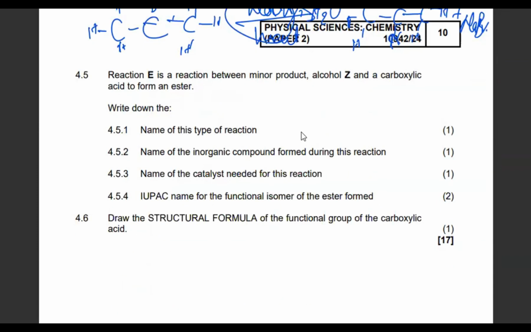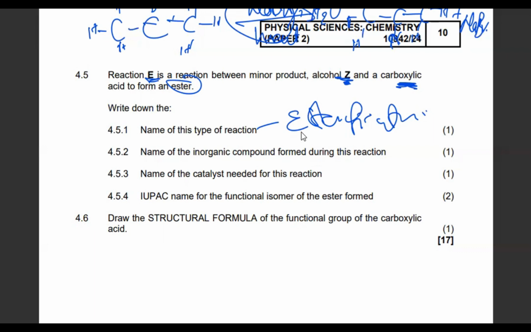Then we go to the next question. It says reaction E is a reaction between the major product, an alcohol, and a carboxylic acid to form an ester. Write down the name of this type of reaction. Once you have a carboxylic acid and an alcohol, you form an ester, so it is called esterification. Sometimes you call it condensation. Why? Because you lose a small molecule.